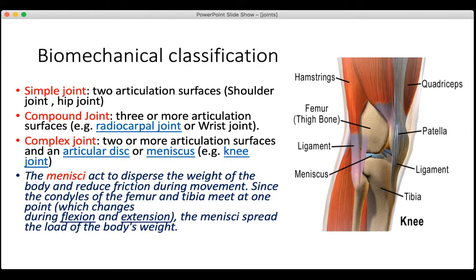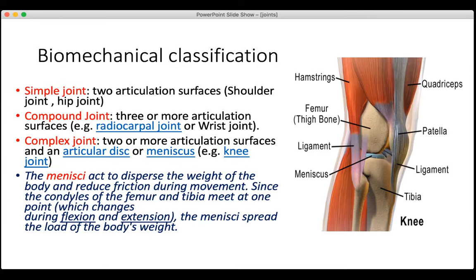Now the third classification I will discuss with you is known as biomechanical classification. So what is the biomechanical classification of joints? Biomechanically they are divided into three types. The first one is your simple joint. So what is a simple joint?